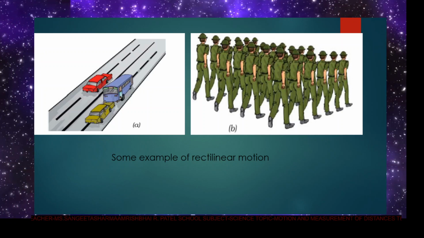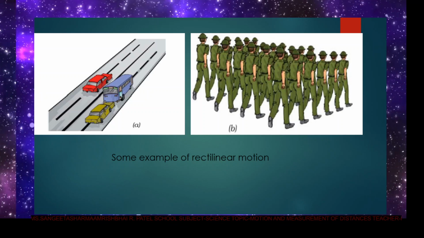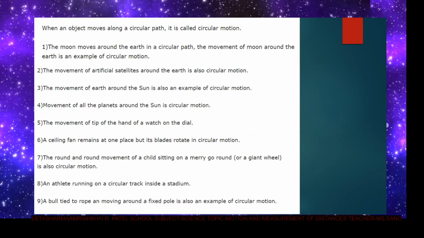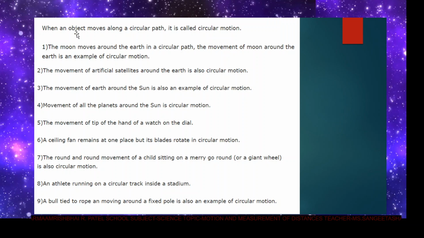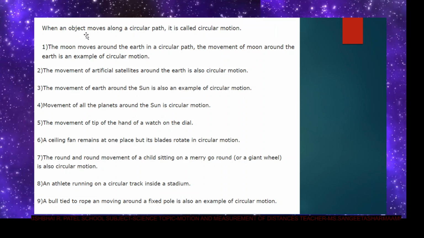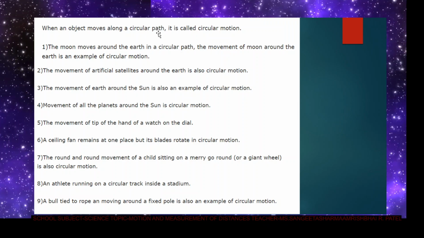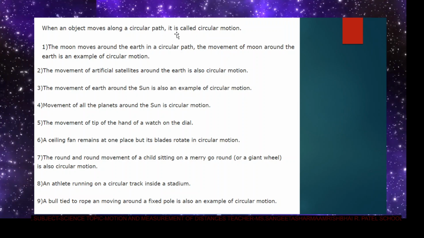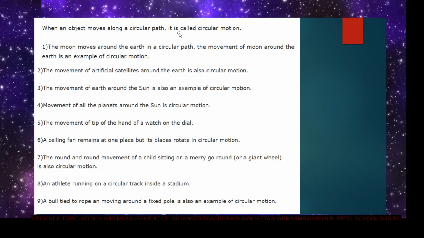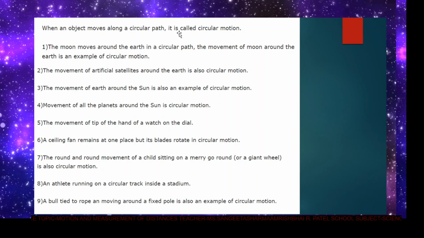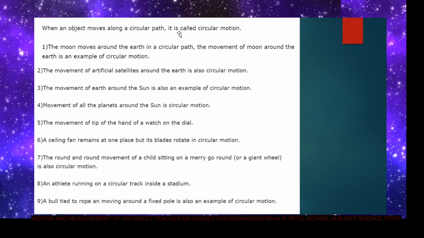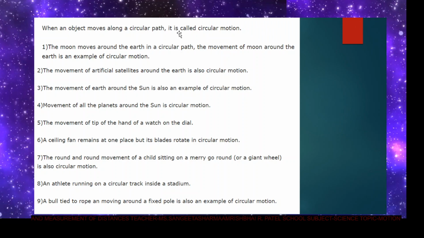Now the second motion is circular motion. So we will discuss about the circular motion. What is circular motion? When an object moves along a circular path, it is called circular motion. Means when the object is moving in a straight line, rectilinear. When the object is moving in a circular path, circular motion.